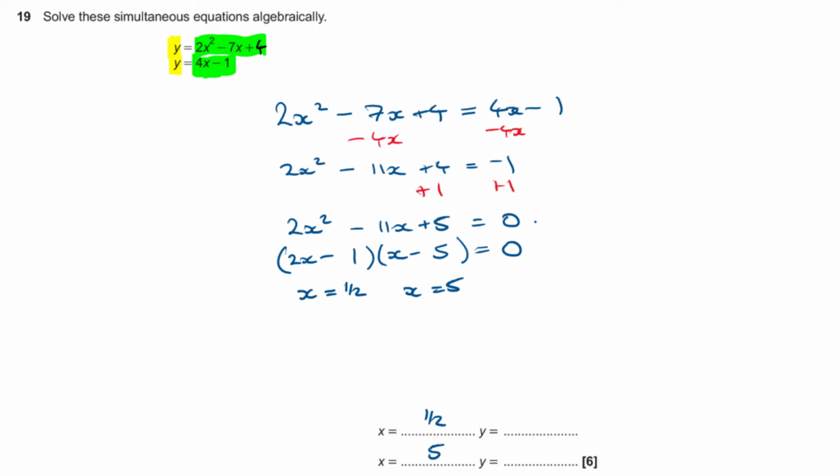Don't forget though, we need to find the values of y too. So it's easier to take the smaller, or simpler, of the two original equations I was given. So let's take y equals 4x minus 1. So when x is a half, y is going to be 4 lots of a half minus 1. 4 halves are 2, take away 1 is 1. So y is 1 when x is a half. And when x is 5, y is going to be 4 lots of 5 minus 1. 4 5s are 20, take away 1 is 19. So I get half goes with 1 and 5 goes with 19.